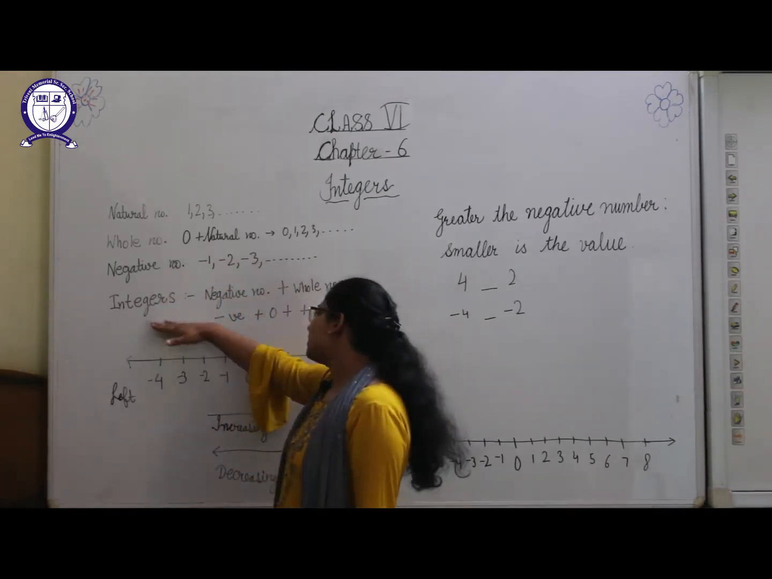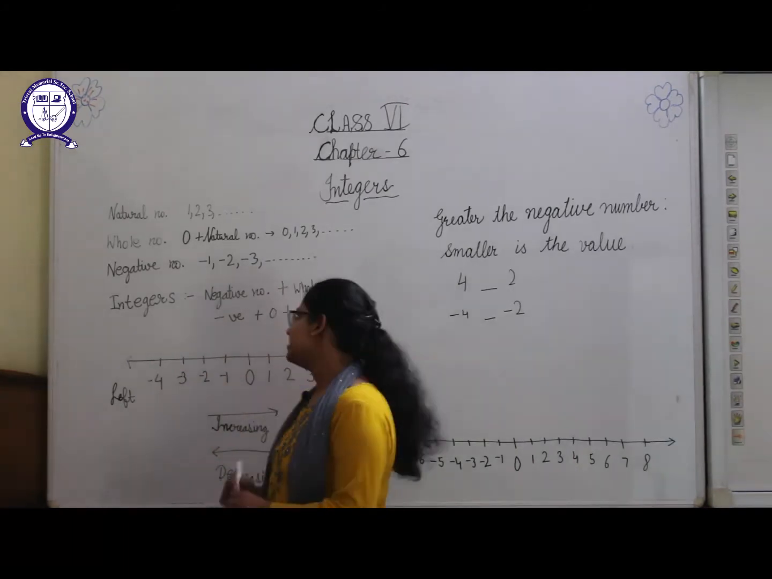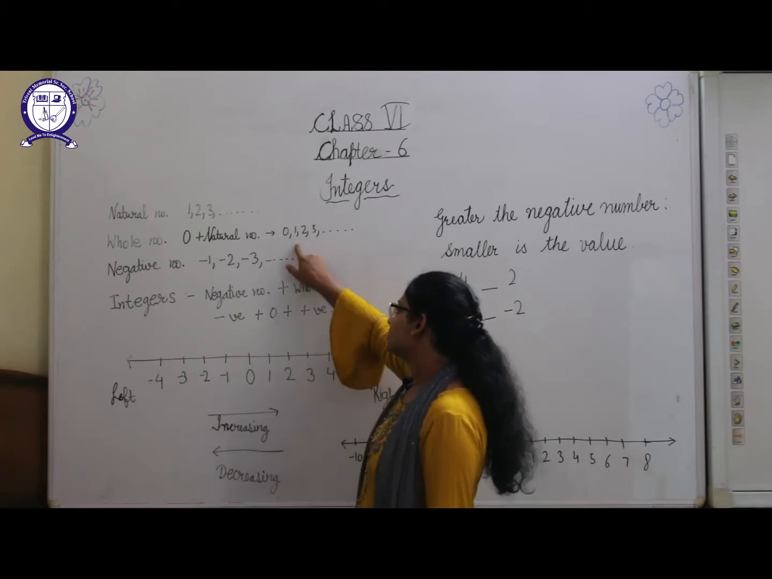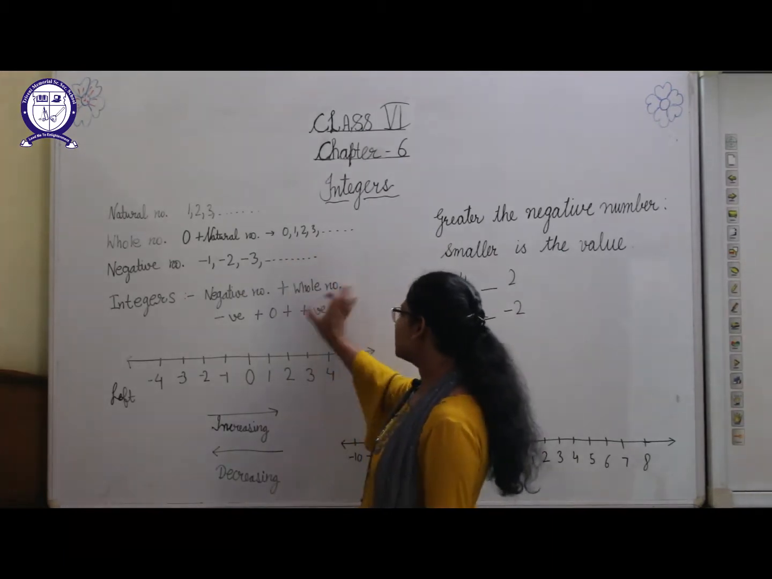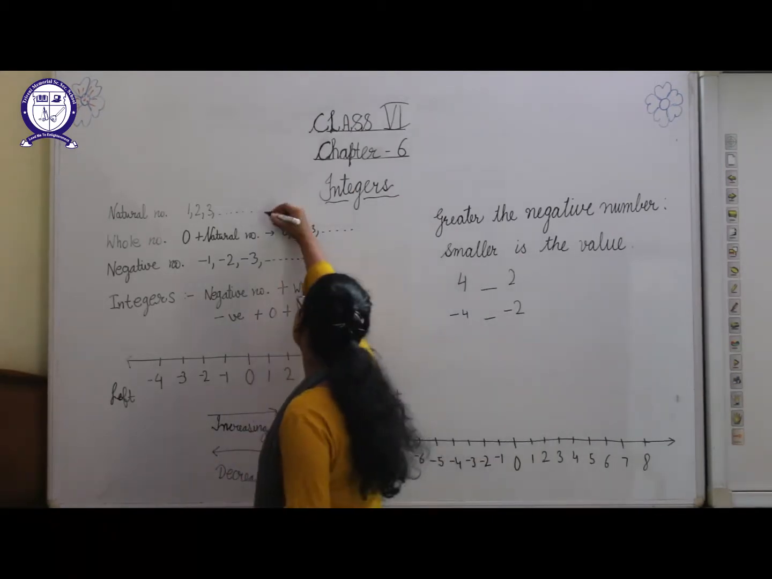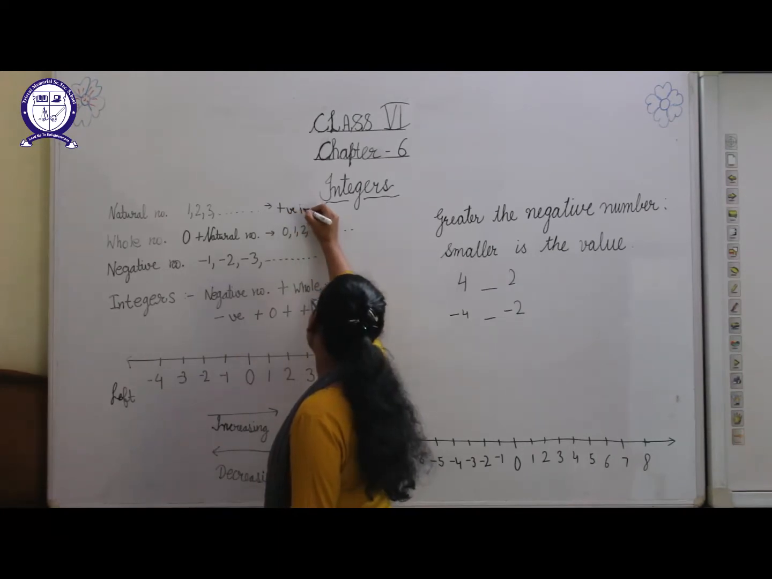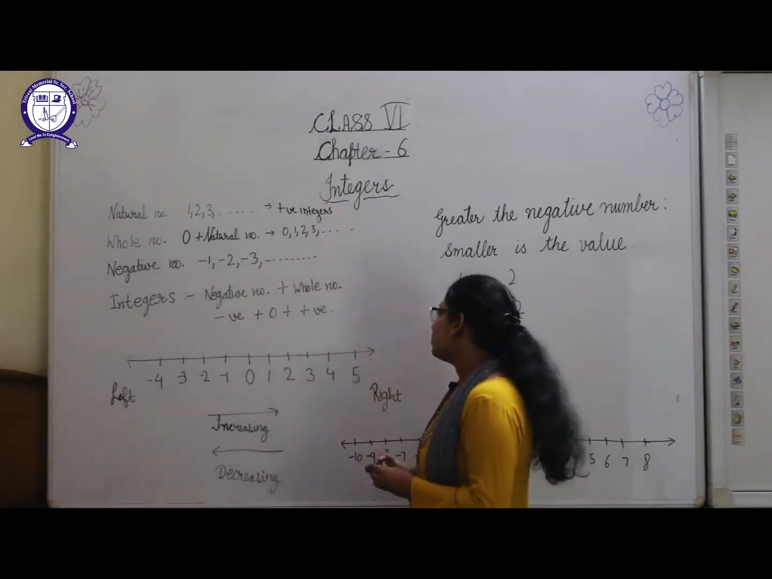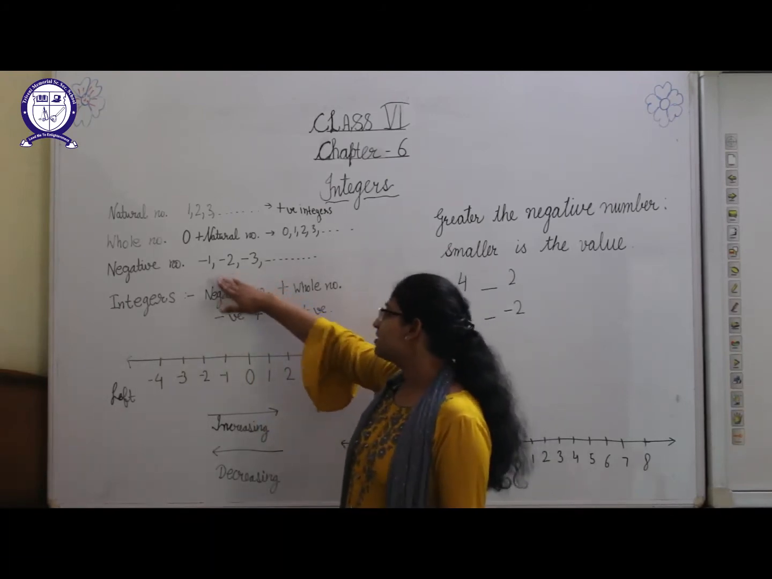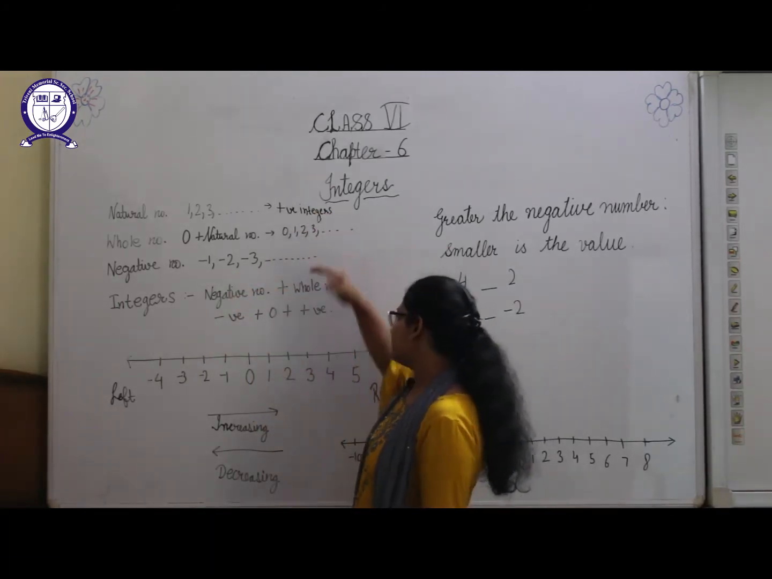Now we are coming to integers. What are integers? Integers are negative numbers plus whole numbers. Whole numbers mean 0 plus all the natural numbers. Here we can say natural numbers are also positive integers. So integers include all the negative numbers, 0 and all the positive numbers.